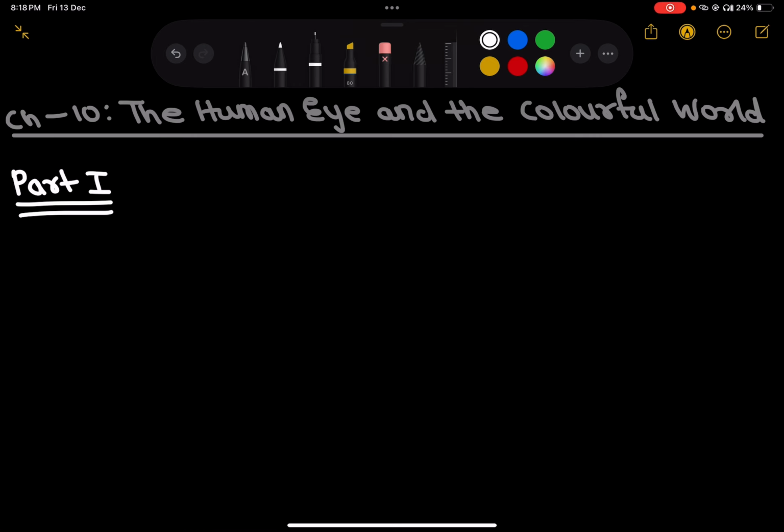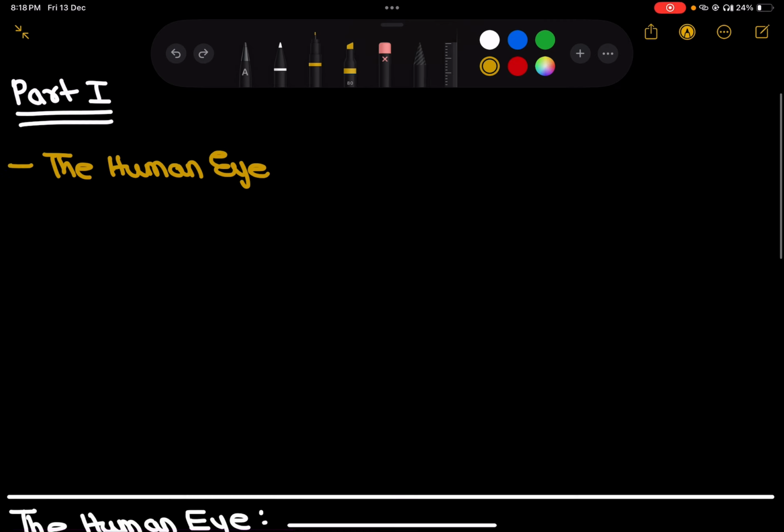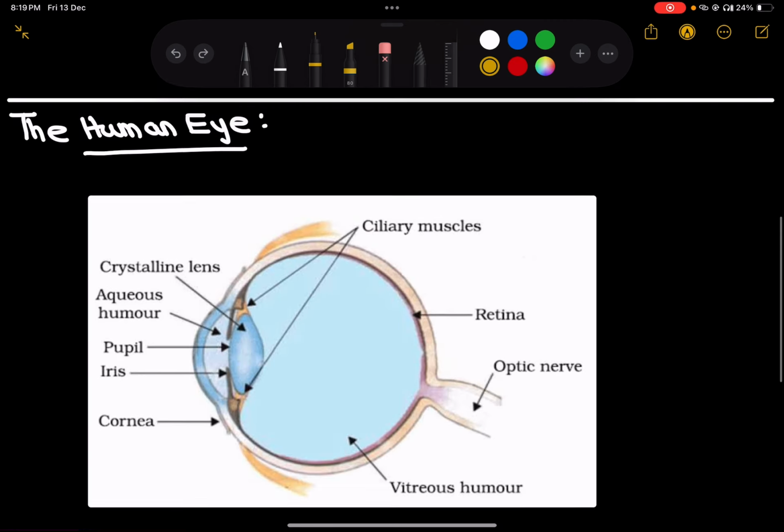So in this part, we are only going to study one thing, which is the human eye. We are starting basically with the first section. So we are going to study the human eye. So let's start.